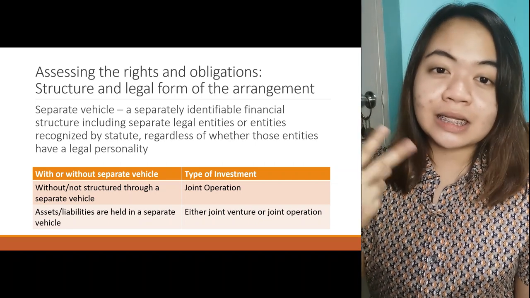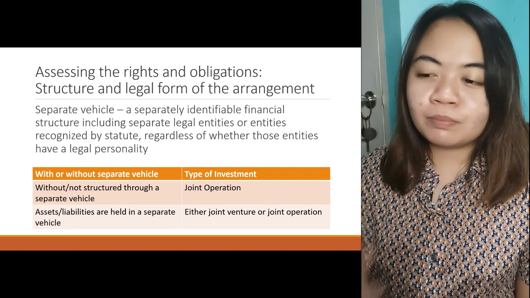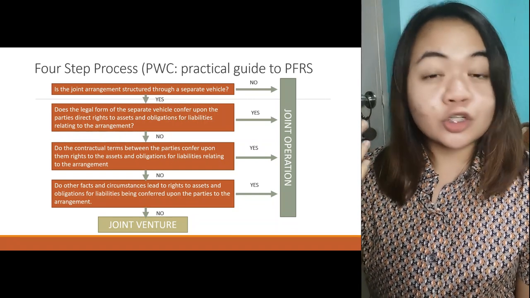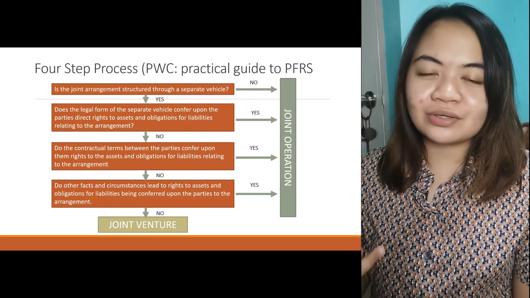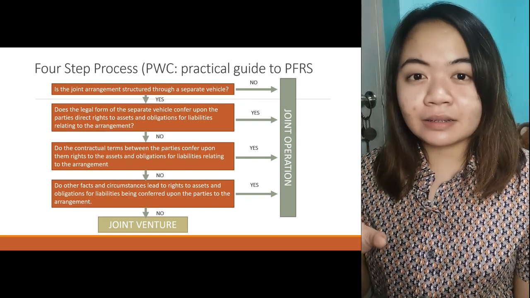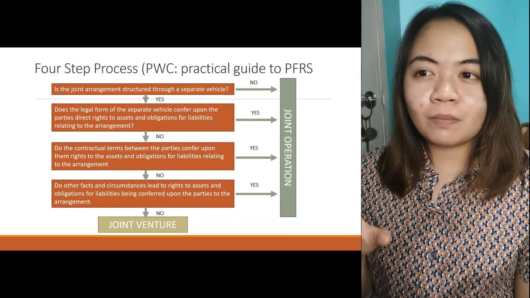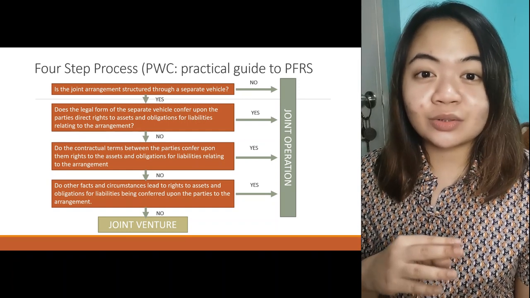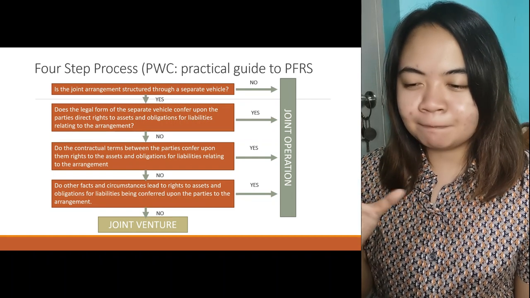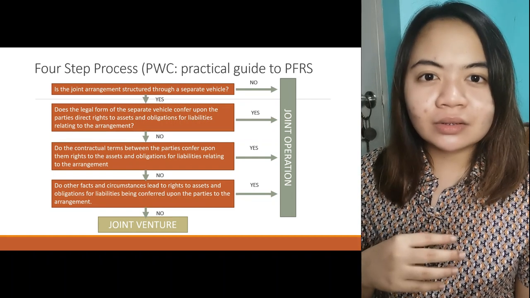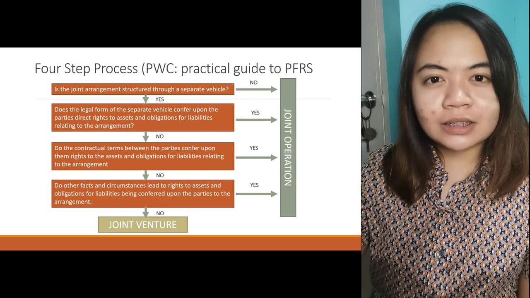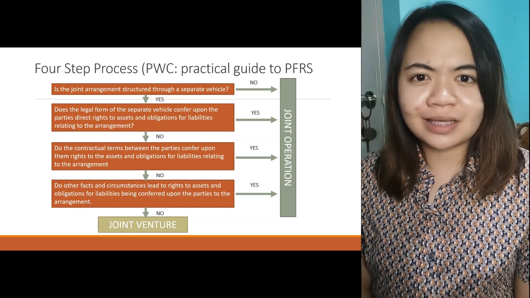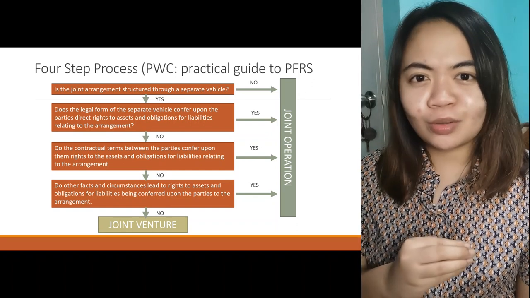And then, paano mo pa siya i-identify? Meron pang contractual agreement and other factors. Okay? Kasi baka naman, legally, mukha siyang joint operation, pero through checking the contractual agreement, okay? Kumbaga, sabi niya, in legal form, sila joint venture. Pero nung chinek mo yung contractual agreement niya, parang mukha siyang joint operation.